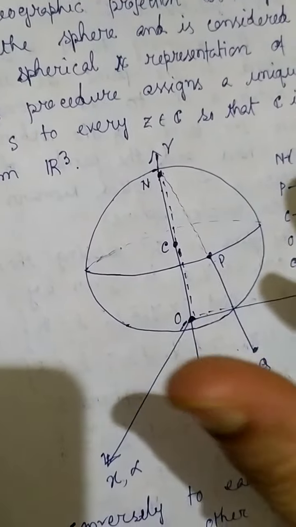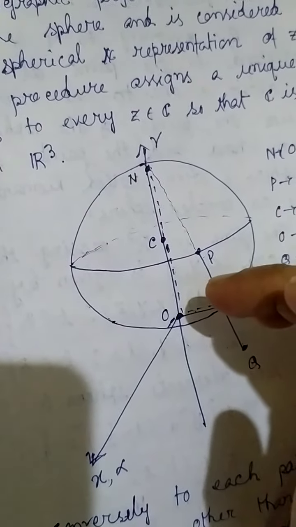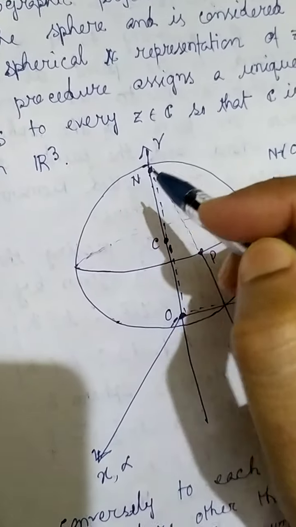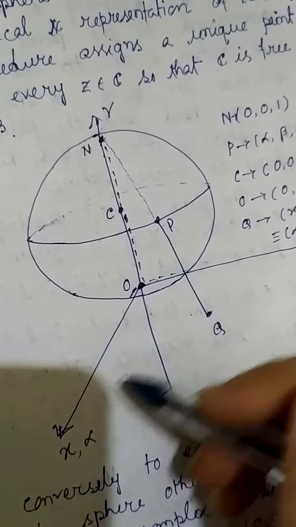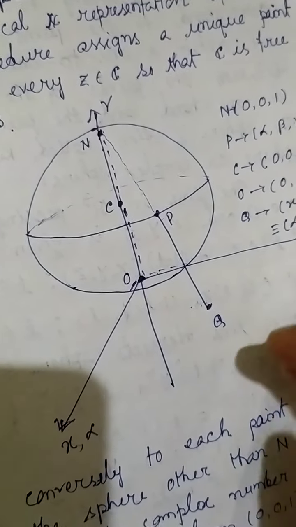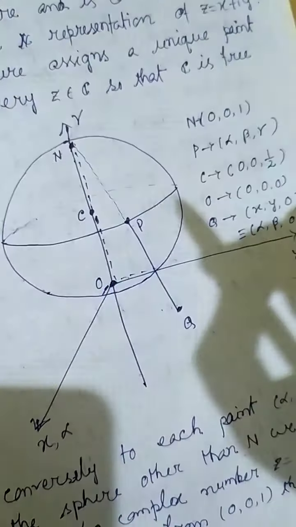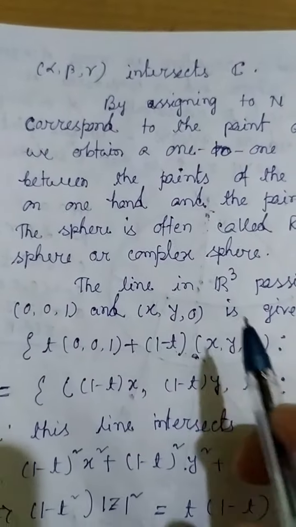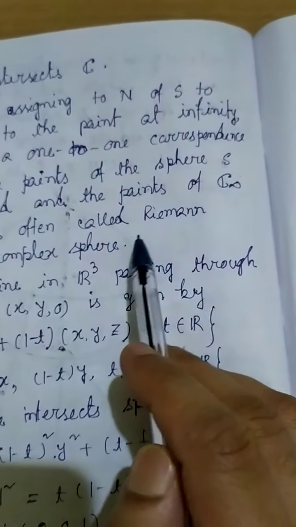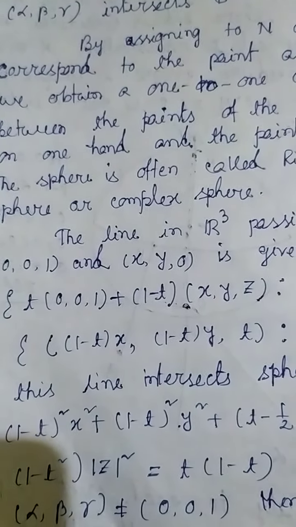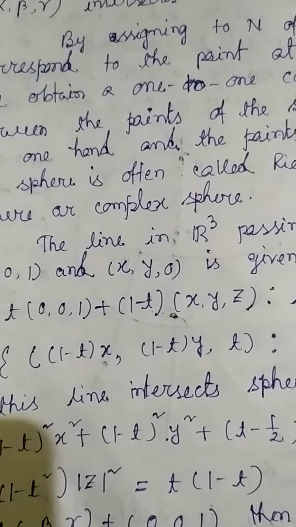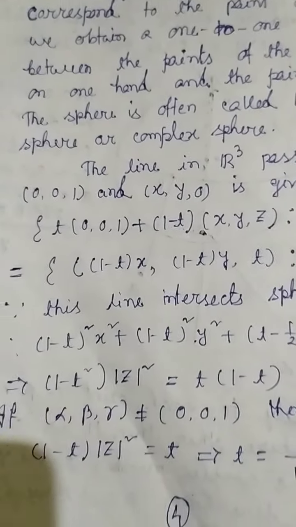For all other points we can have a point on the complex plane, but for the point N there is no correspondence for a point in the xy plane, the z plane. So we consider that the correspondence is infinity. The sphere is called the Riemann sphere or complex sphere. Now, for this one-to-one correspondence, how can you give the formula?